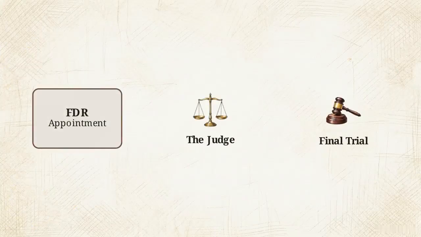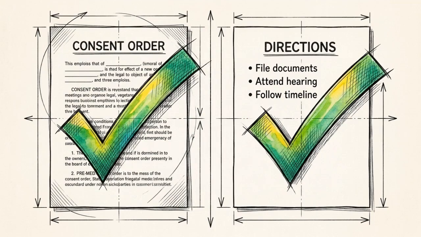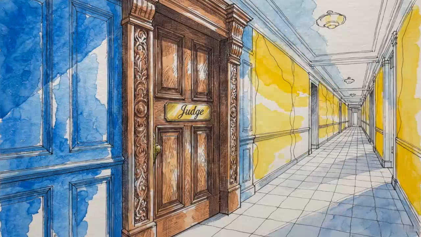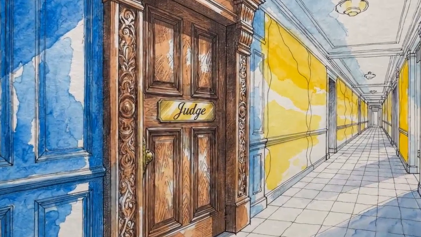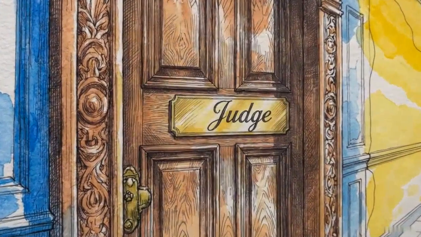The judge who facilitates the FDR is barred from any further involvement in the case. The only exceptions are approving a consent order if the parties agree, or providing administrative directions to move the case to trial. Permanent recusal secures the privilege rule by removing the possibility of the judge using a party's concessions against them at trial. If the parties reach an agreement at the FDR, they move toward formalizing the settlement.